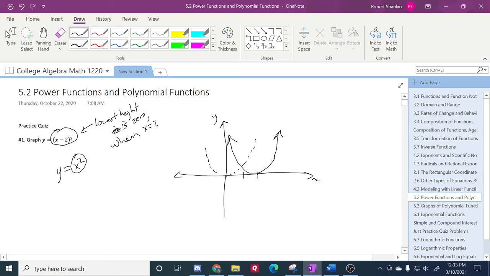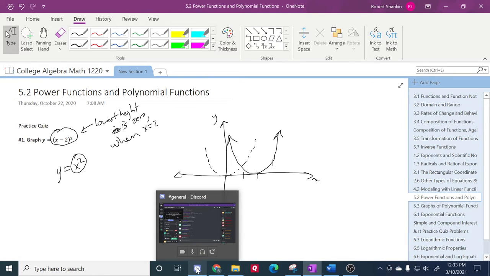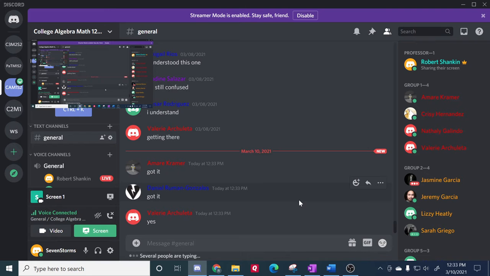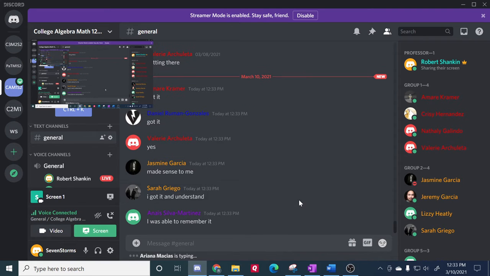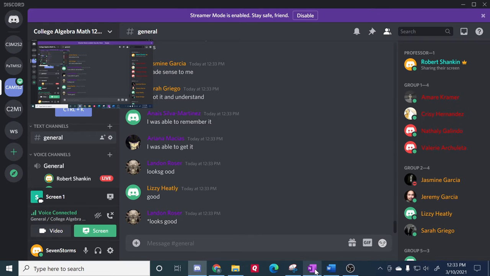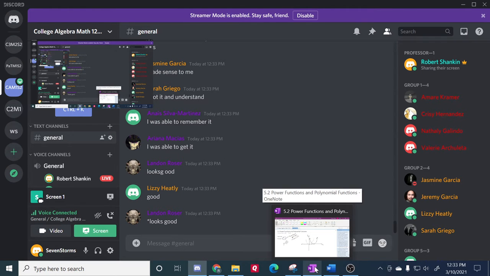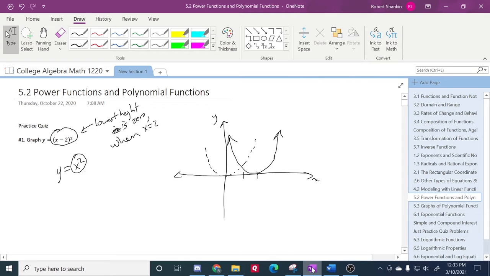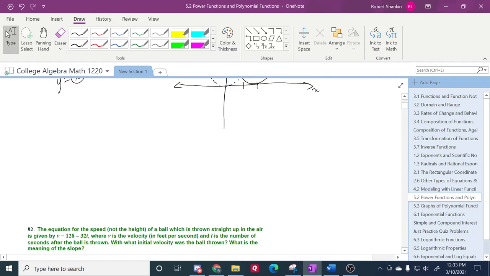And give me a little feedback on, were you able to get number 1? Okay. Because it's kind of a tricky concept. It's opposite direction, horizontal versus vertical.